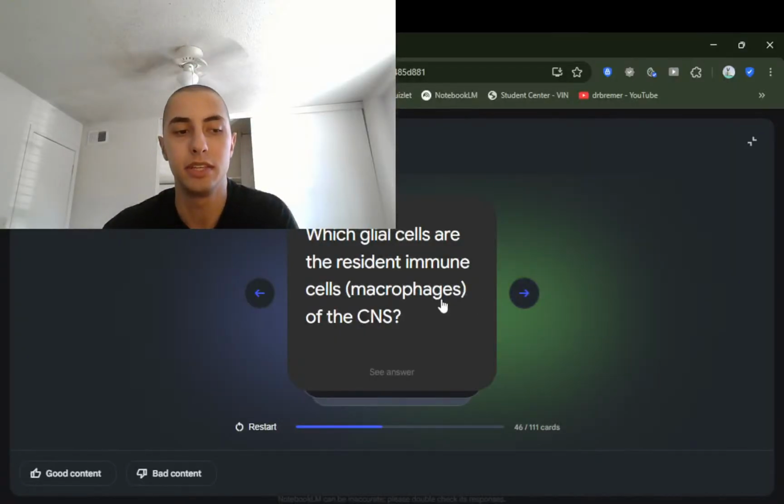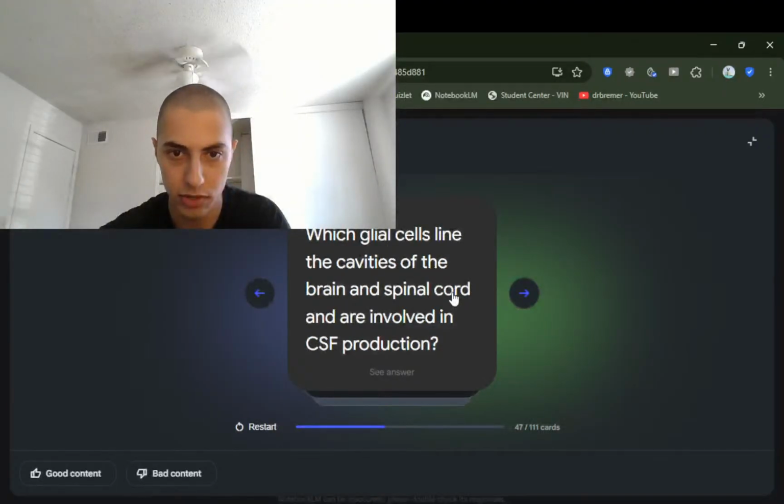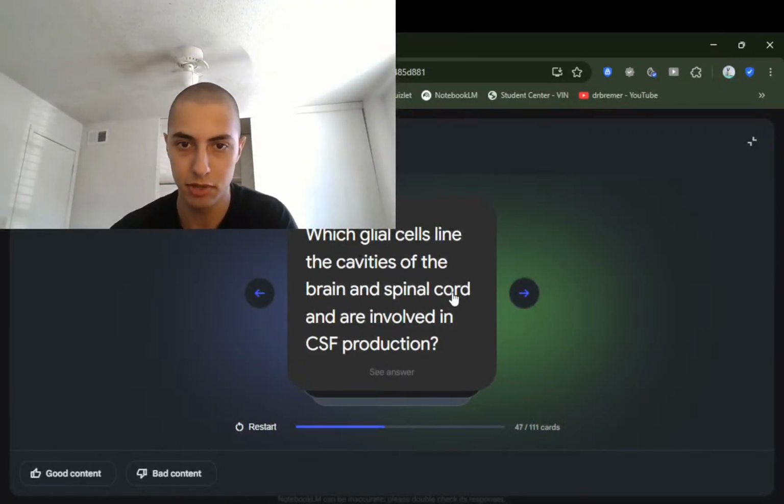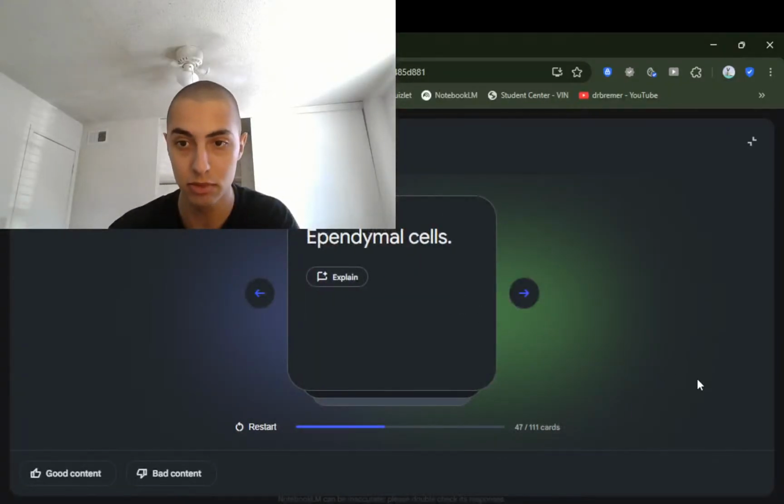Which glial cells are the resident immune cells, or the macrophages, of the CNS? It is the microglia. Yep. Which glial cells line the cavities of the brain and spinal cord and are involved in CSF production? Those are the astrocytes. No, those are the ependymal cells. Sorry.